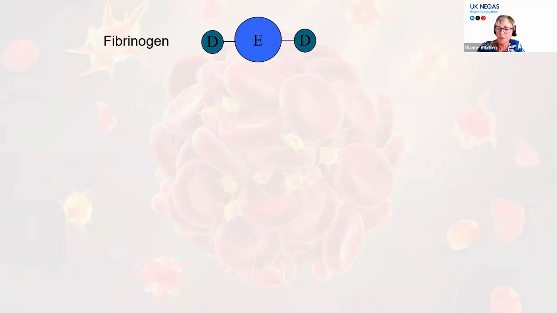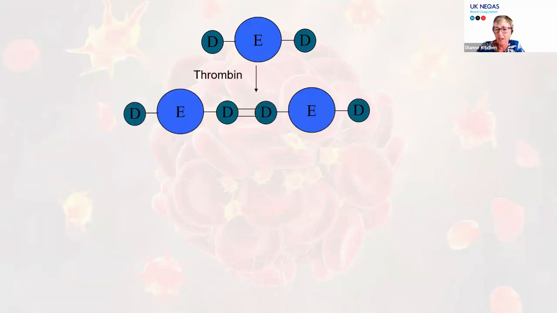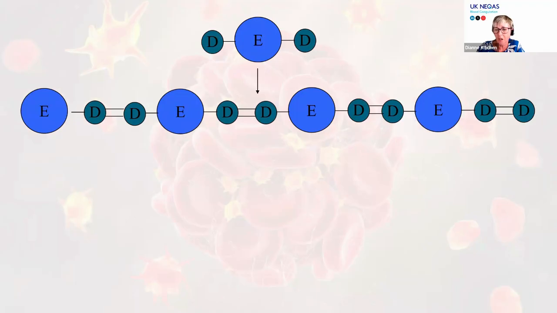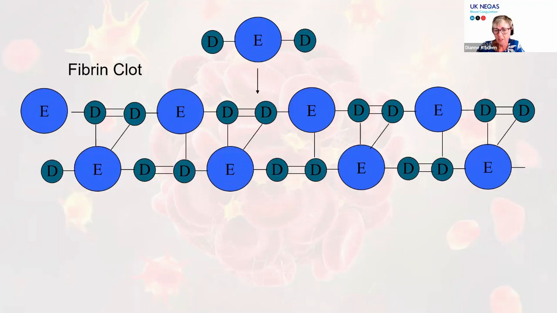But here we've got fibrinogen, we've got an E and 2 Ds. Next, please. And then under the influence of thrombin, we have the fibrinogens lining up and linking, so you get your 2 Ds linking together. Next, please. And then you get long chains of fibrinogen. Next, please. And you get cross-linking occurring, and we've now got what we call a fibrin clot.